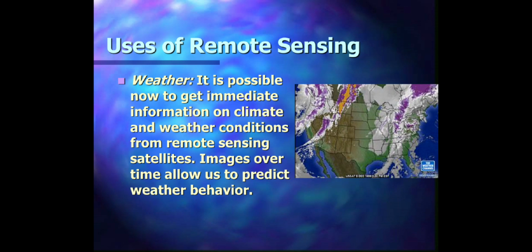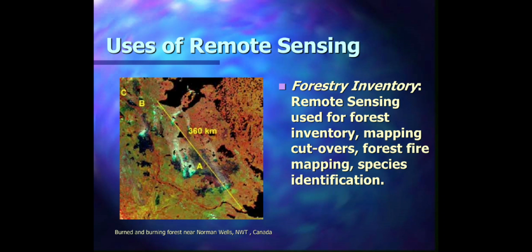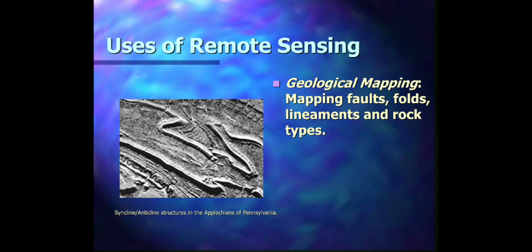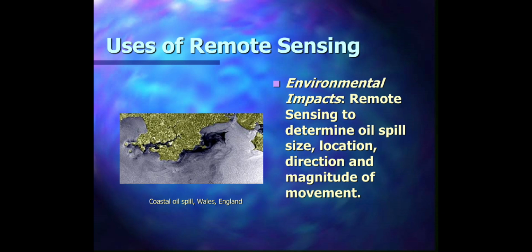In the previous two lectures, we discussed what remote sensing is, which types of sensors and technologies there are, how the technology developed over the years, and the types of sensors. In this lecture, we are going to discuss the uses of remote sensing. There are a number of uses of remote sensing: for prediction of weather, for agriculture, for environmental impacts, for the forestry department, and for geological mapping. These are the uses of remote sensing.